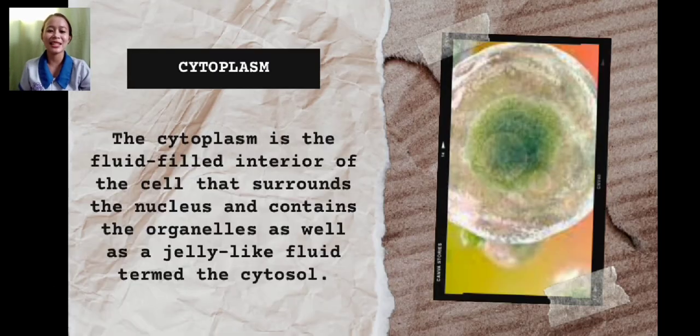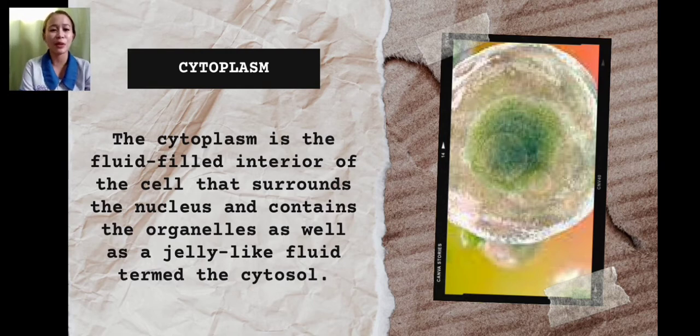So, the next one is the cytoplasm. It is the fluid-filled interior, as you can see in the picture, of the cell that surrounds the nucleus and contains all the organelles, and it is a jelly-like fluid termed the cytosol. It really looks like jelly. It is made up mostly of water. It also includes salts, enzymes, and other organic compounds. Many cellular functions such as protein synthesis and glycolysis take place in the cytoplasm, which surrounds and protects the cell's organelles.